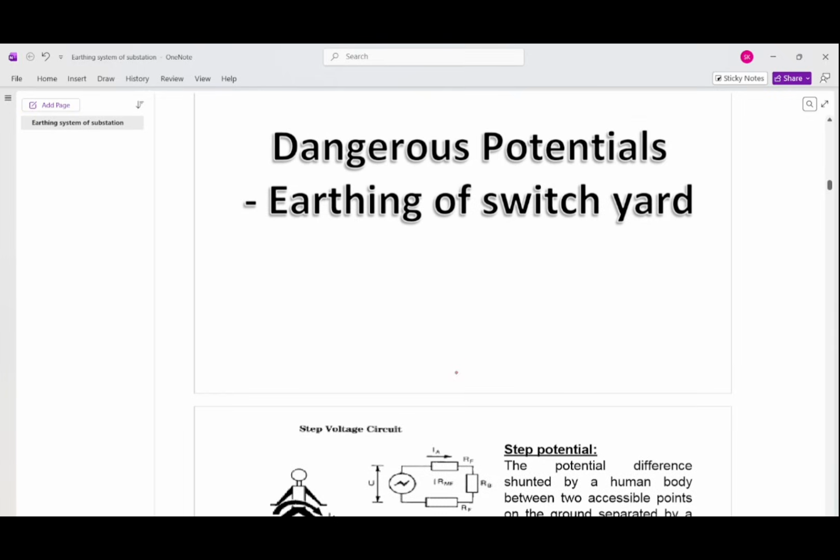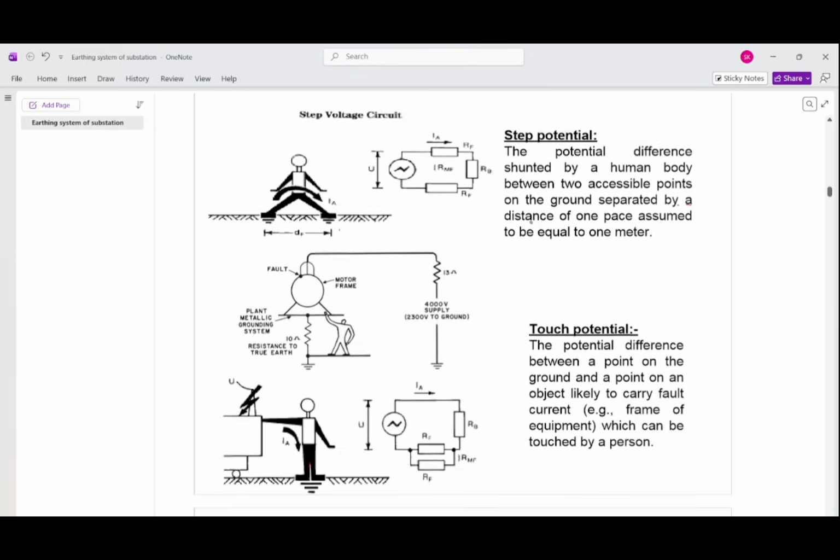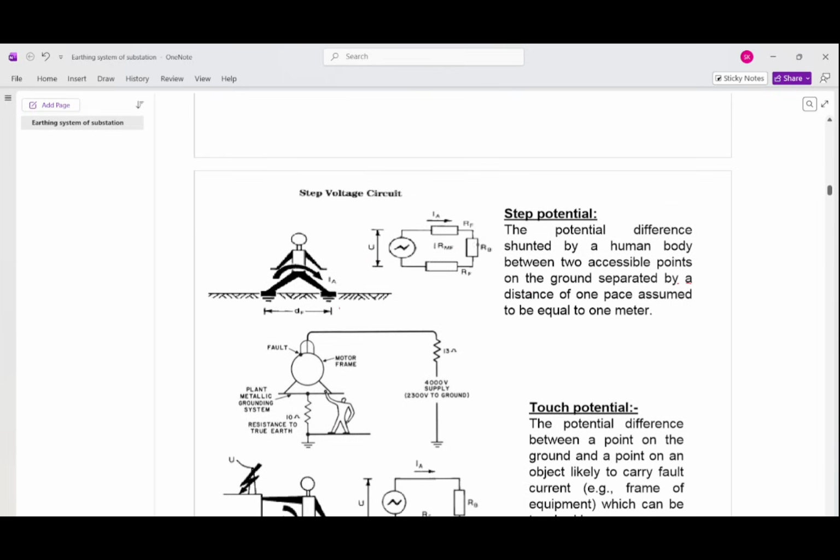Dangerous potentials, we will discuss now. Dangerous potentials, step and touch potential in earthing of the switchyard. So why those are important, we will discuss. First one is step potential.